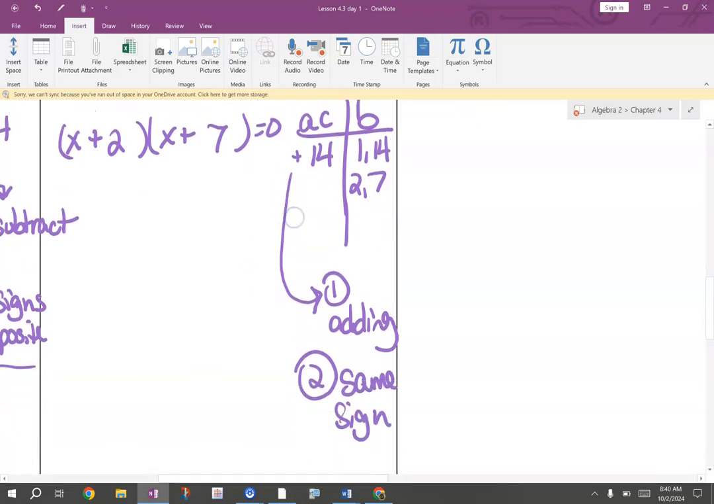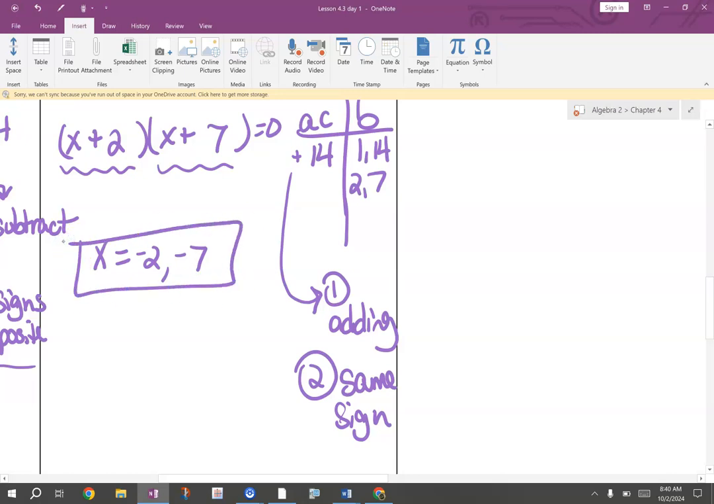Okay, we are done with factoring. Now what we have to do is solve. X equals, if we set this first one equal to 0, what's that? Minus 2. If we set the second one equal to 0, what is that? Negative 7. And that's our answer.